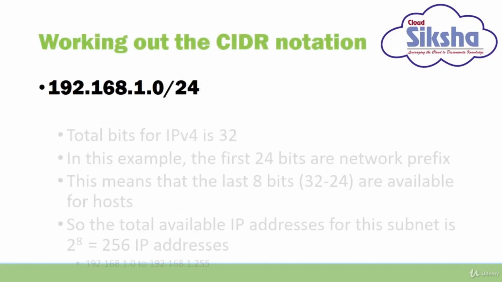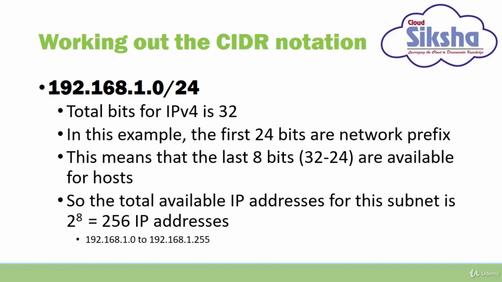Let's take the example here. I'm giving you an address called 192.168.1.0/24. Now the total bits on IPv4 we know is 32. In this example, the first 24 bits are the network prefix. So this would mean that the last 8 bits. How did we get 8? That is, 32 is the maximum bits minus 24, which is for the network prefix, because the network prefix remains common. So if I minus 24, I get 8 bits.